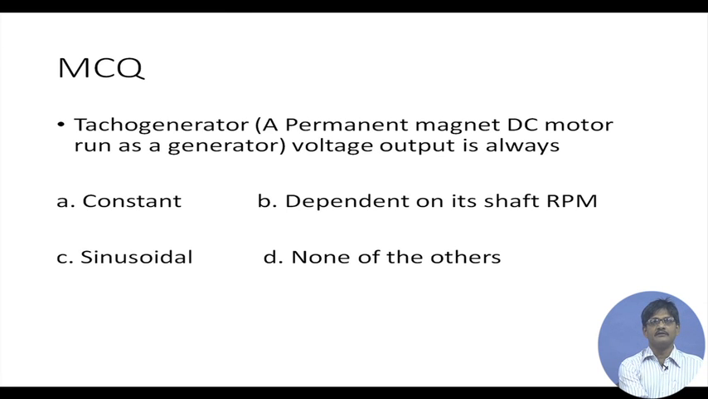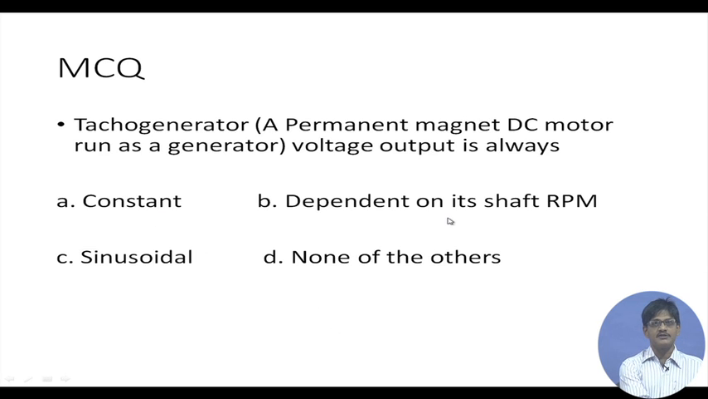The tachogenerator, which is a permanent magnet DC motor run as a generator: its output voltage is always constant, dependent on its shaft RPM, sinusoidal, none of the others. So, let us take the first option, constant. Tachogenerator voltage output, is it constant? No, as we discussed, it depends upon the angular velocity of its shaft. So, the first option is definitely not correct.